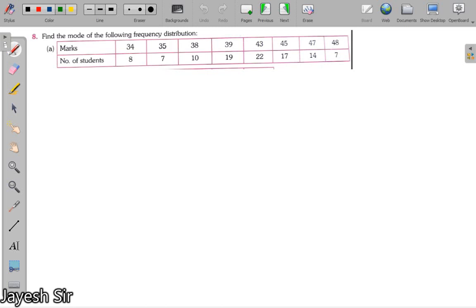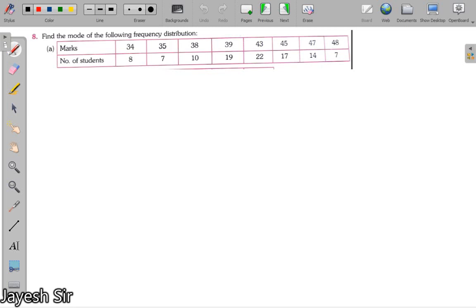Now next is question number 8. We have done question numbers 5 and 7 already. Question number 6 I will leave to you. Do question number 6 in your homework copy. Questions number 1 to 4 can be done in your book. Next is question number 8. This is quite an easy question.